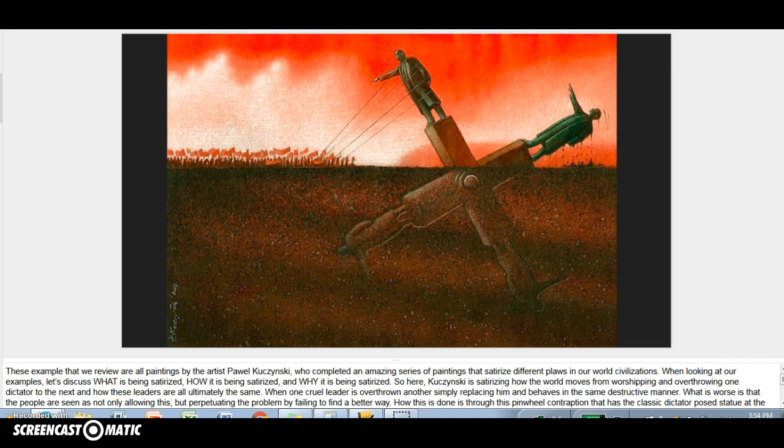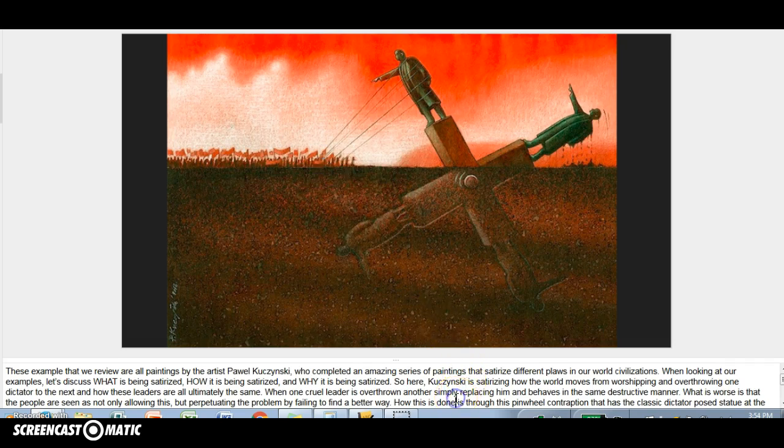why it's being satirized. So here, Kuczynski is satirizing how the world moves from worshipping and overthrowing one dictator to the next, and how these leaders are ultimately the same. So look at how they look exactly the same. When one cruel leader is overthrown, another one simply replaces him and behaves in the same destructive manner. What is worse is that the people allow this. They perpetuate the problem by failing to find a better way.